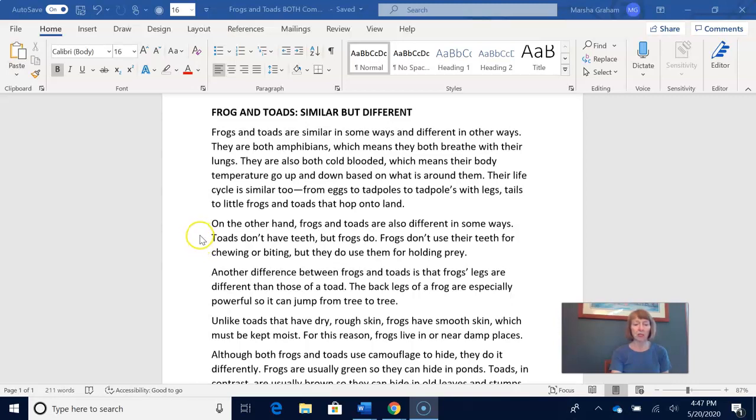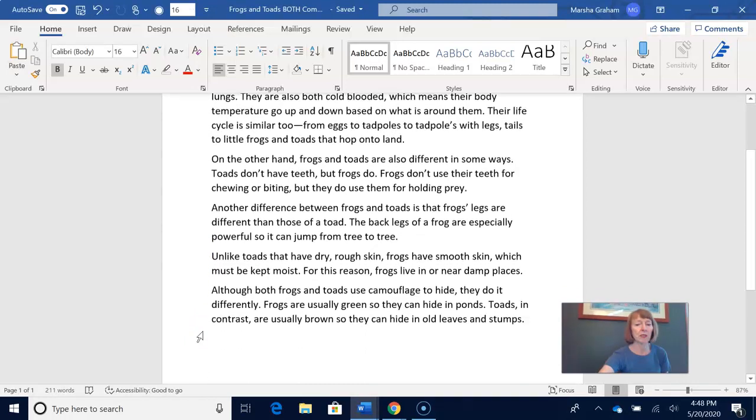Toads don't have teeth, but frogs do. Frogs don't use their teeth for chewing or biting, but they do use them for holding prey. Another difference between frogs and toads is that frogs' legs are different than those of a toad. Their back legs of a frog are especially powerful, so it can jump from tree to tree. Unlike toads that have dry, rough skin, frogs have smooth skin, which must be kept moist. For this reason, frogs live in or near damp places.